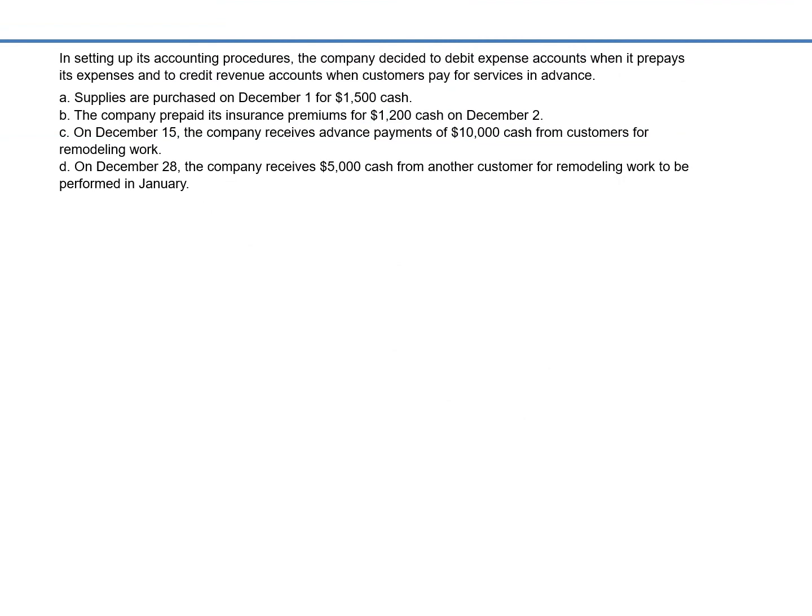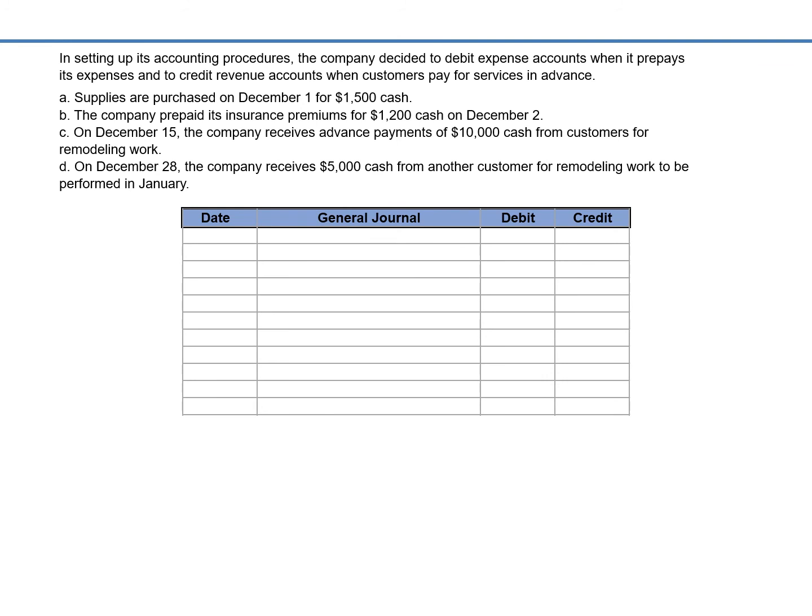Okay, so same scenario. In setting up its accounting procedures, the company decided to debit expense accounts when it prepays its expenses and credit revenue accounts when the customer pays for services in advance. So, in A, supplies are purchased on December 1st for $1,500 cash. It's a prepaid, really, but they tell you they expense it all when they pay it. That's their procedure. So we're going to debit supplies expense and we're going to credit cash.